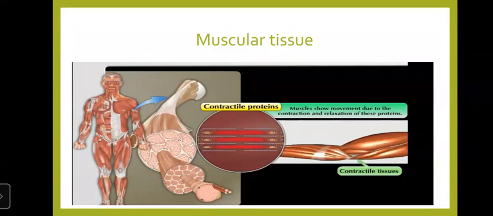Muscular tissue is a specialized type of tissue which is made up of special proteins known as contractile proteins. Each muscle fiber is made up of contractile protein. Due to contraction and relaxation of these proteins, we can move our body. It is because of contraction and relaxation of the muscle fibers that we can achieve different movements in our body.